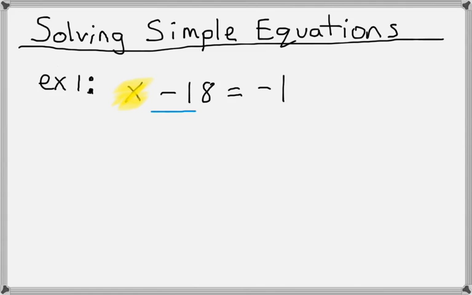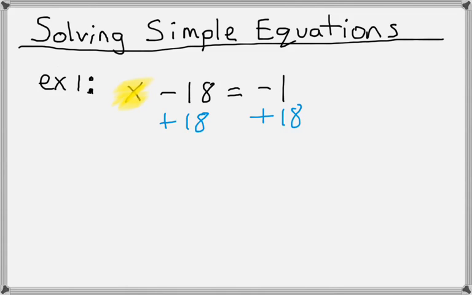In this problem, that minus 18 right there is what is preventing my variable from being by itself. So in order to get rid of a minus 18, we need to do the opposite of minus. So the operation that undoes subtraction is addition. So we want to add 18. If we add 18 to the left side of that equation, we also have to add 18 to the right side of the equation to keep it in balance.